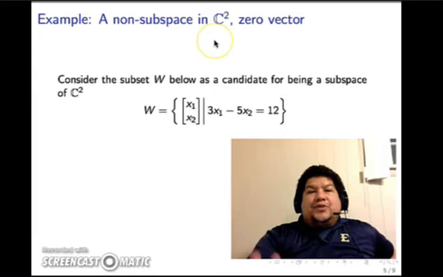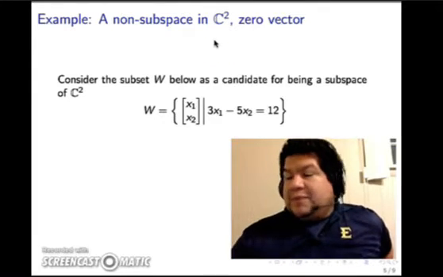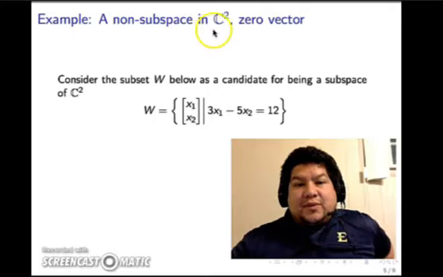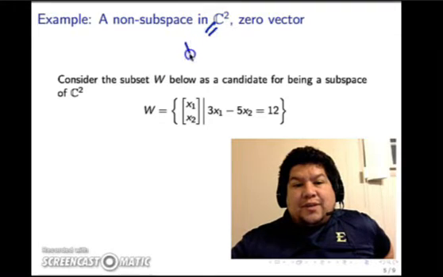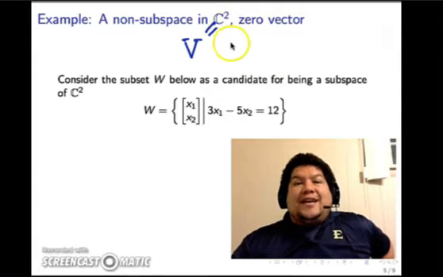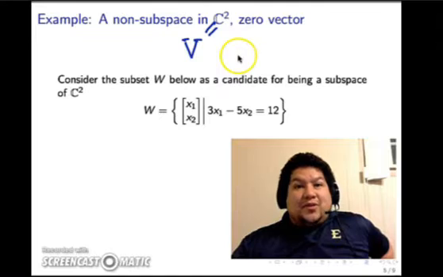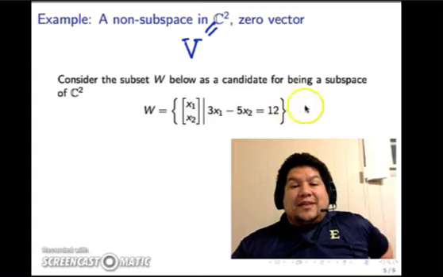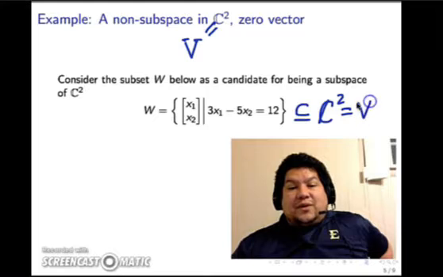So now we consider a subset of C2. In this case, C2 is the vector space that we're denoting by the letter V. C2 is the set of vectors with two entries, such that each entry is a complex number. And so W is a subset of C2, which is what we call V in the notation of that theorem. But these are indeed vectors of length 2 with entries that are complex.